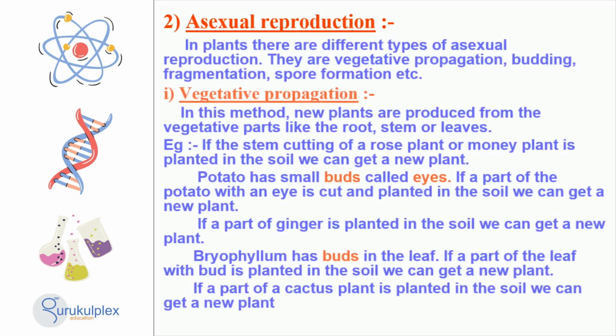Asexual reproduction is an important part of a plant's life cycle. Several forms of reproduction exist, such as vegetative propagation, budding, fragmentation, and spore formation.